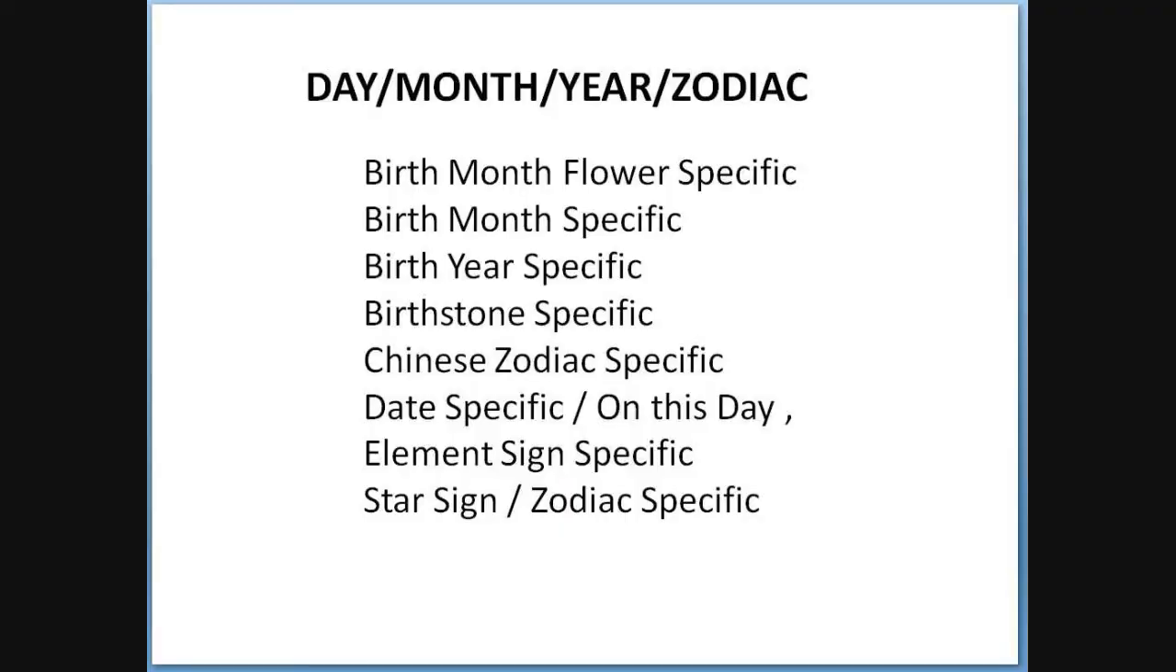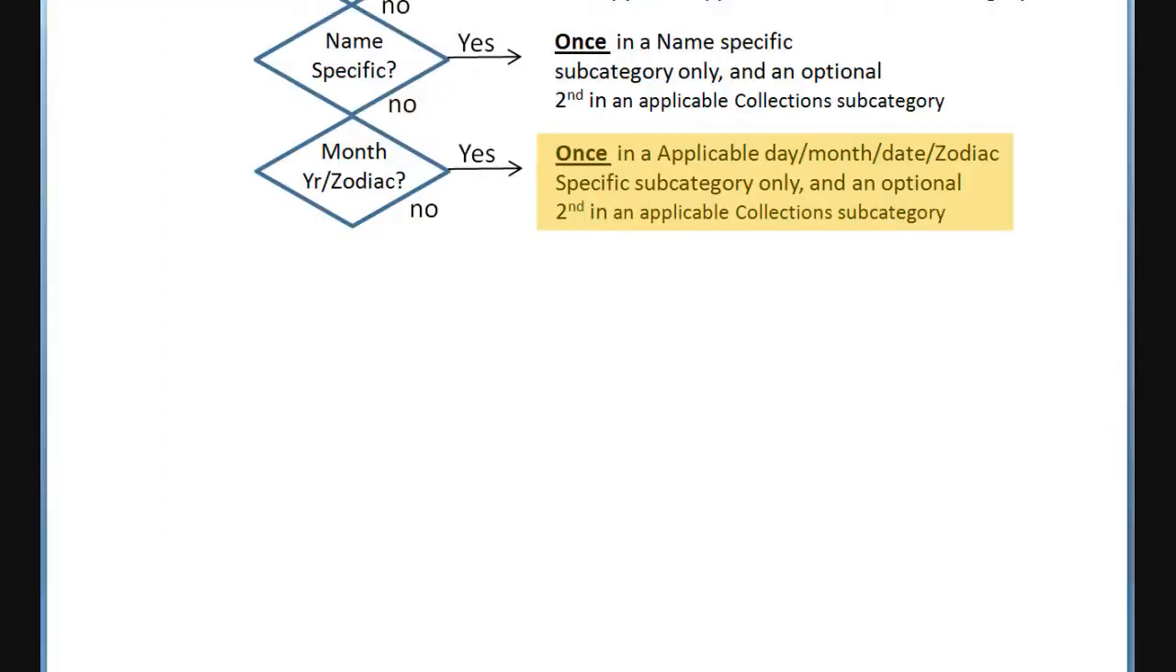Next are those birthday subcategories relating to dates, months, years, or the zodiac. If none of your other factors discussed before apply, select the proper subcategory, but don't select as your second category any of the other main birthday subcategories.